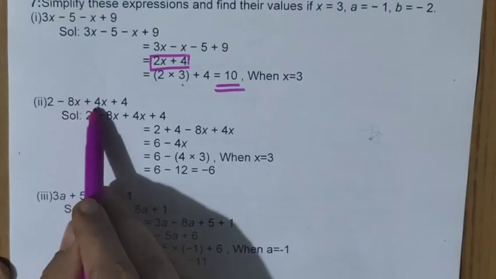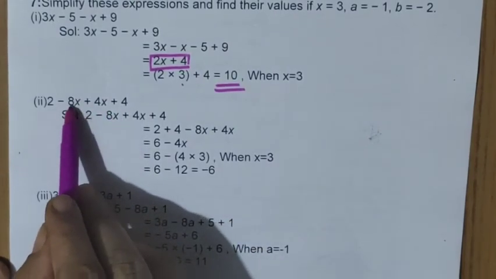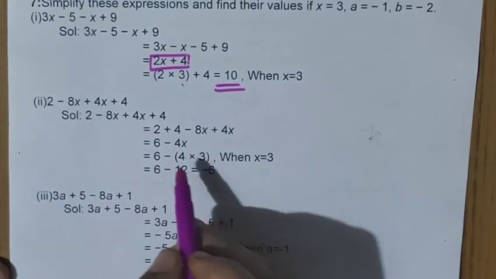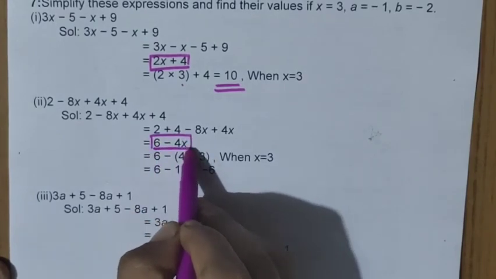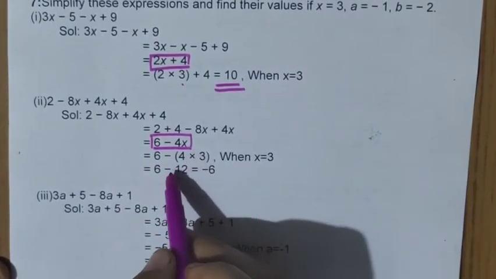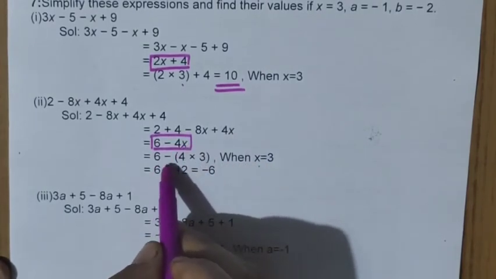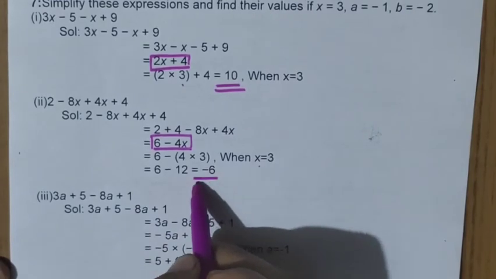Now the second question: 2 minus 8x plus 4x plus 4. Again you can see there is no bracket. So simplify: minus 8x and plus 4x is minus 4x, and 4 and 2 make 6. The answer is 6 minus 4x for the first part. Then the next step: x equals 3 because only one variable is there. 6 minus 4 into 3 is 6 minus 12, equal to minus 6.